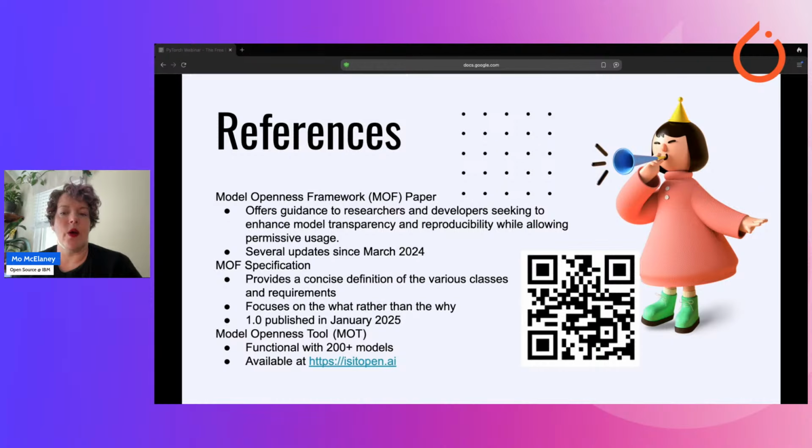And then the Model Openness Tool is functional now with over 200 models, and you can check that out at isitopen.ai. That's where that QR code will take you if you leverage that. Special thanks to my colleague Arnaud Lahore, who is the Generative AI Commons co-chair and helped me a bunch with some of the things for my slides in this presentation.